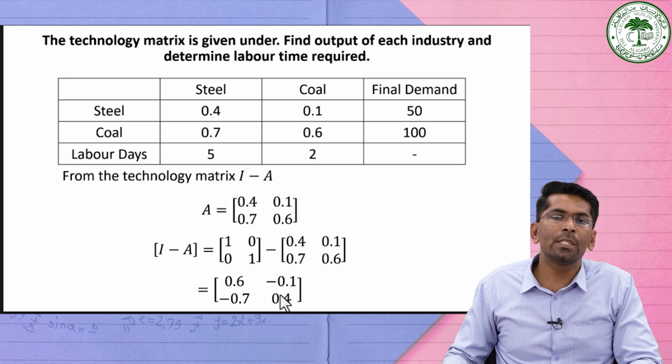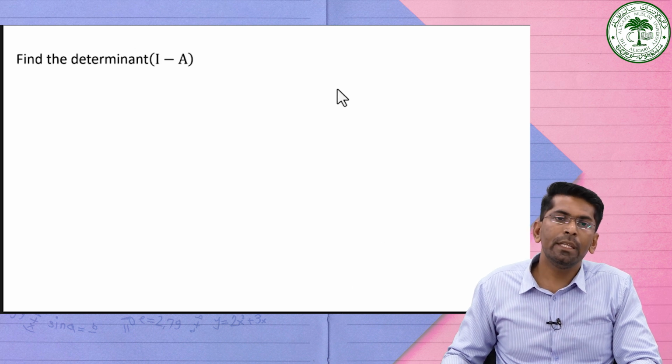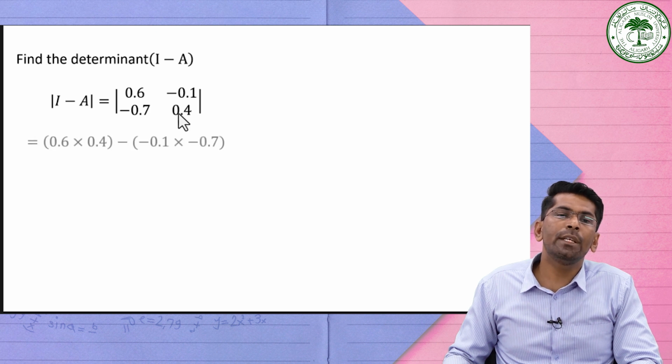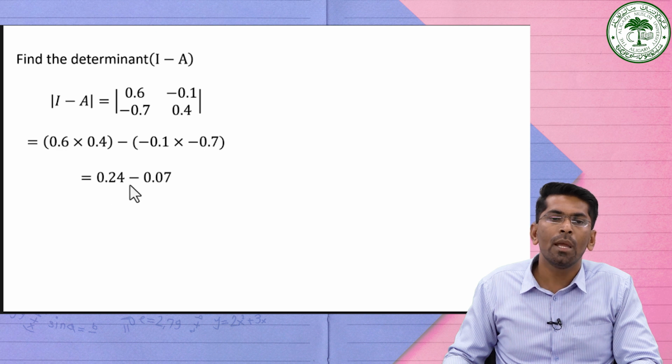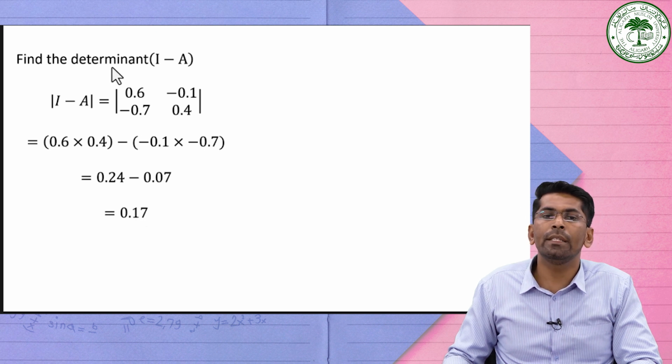Now after finding this particular matrix, we want to find the determinant value. Here we are going to find the determinant value of the given matrix. So we multiply 0.6 into 0.4 minus 0.1 into 0.7. So it is 0.6 into 0.4 which is equal to 0.24, minus 0.1 into 0.7 which is equal to 0.07. If you subtract this, then it will become 0.17. See, this 0.17 is nothing but the determinant value.